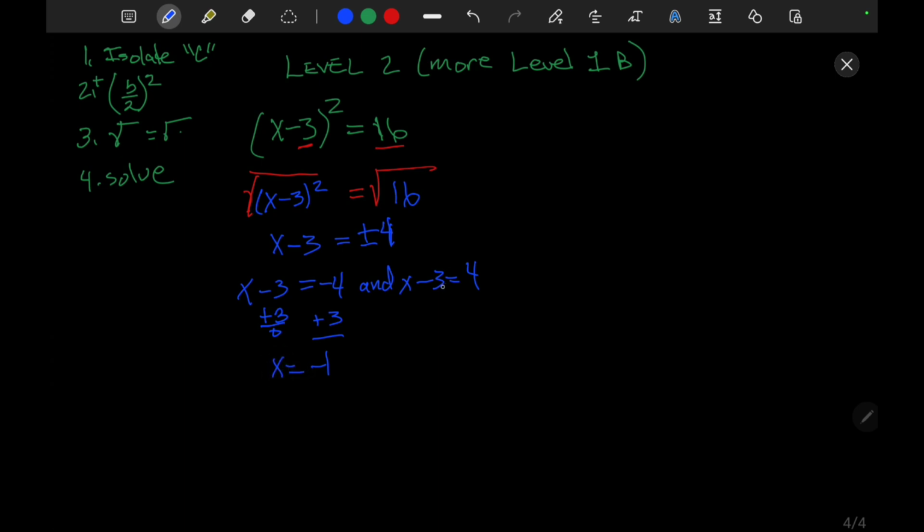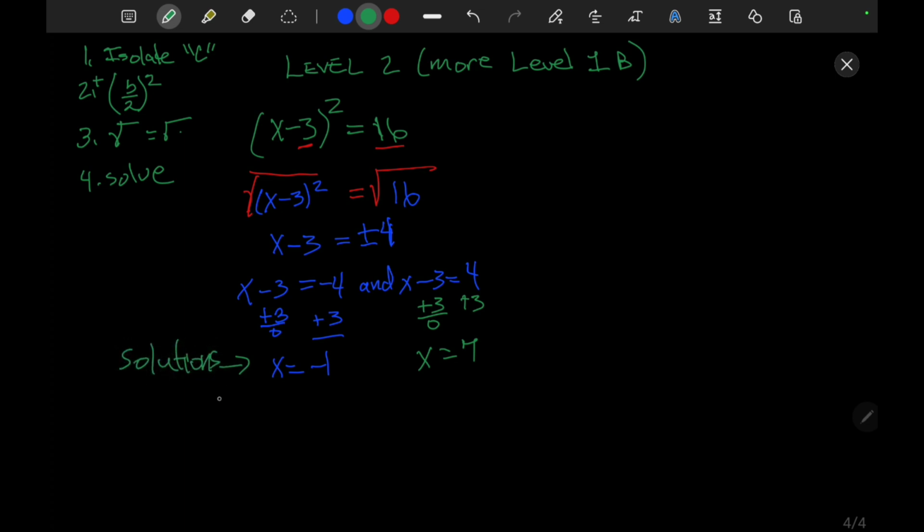And then on this side, again, I'm going to add to get 0. Add 3 to both sides. That gives me 0. So I now have x equals 7. So there's my solution, my solutions.